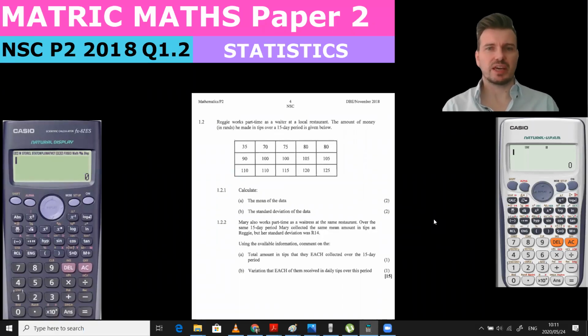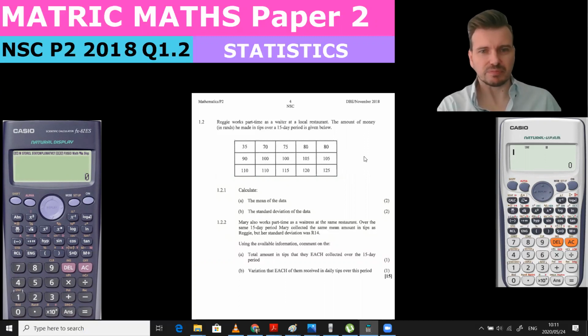Today we are going to carry on with our Matric Maths Paper 2 2018, and we are doing question 1.2, which is a statistics question. And we need our calculators for this. So I've got our two calculators here that most of you have, either the silver calculator or the FX82. I know a lot of people have both because they realized that they wanted the silver calculator because that helps a little bit when we are doing our quadratic equations. But the FX82 will do fine.